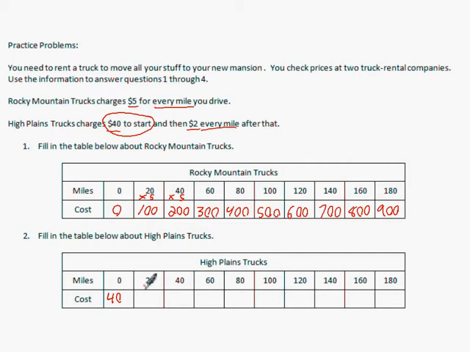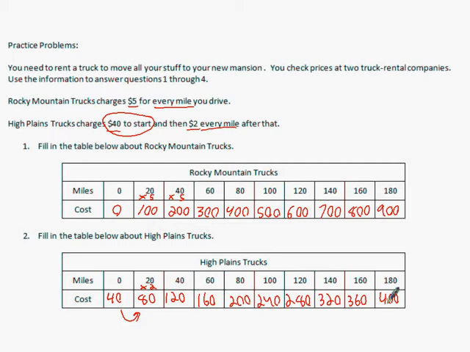So, 20 times 2 is 40. However, we need to add that to this. 40 plus 40 is 80. We are going to count by 40s. 120, 160, 200, 240, 280, 320, 360, 400.